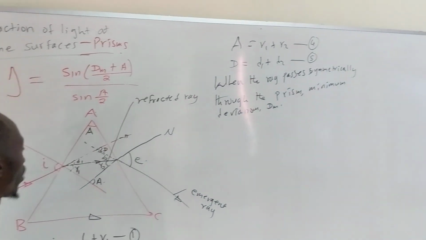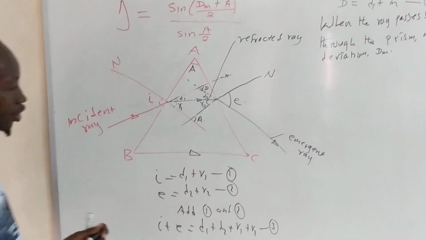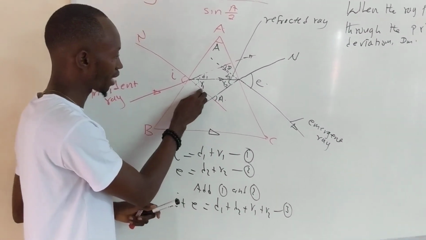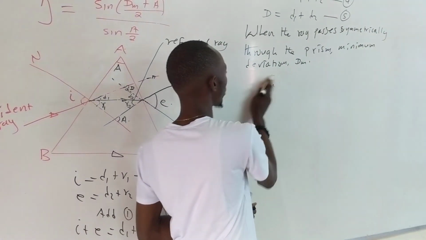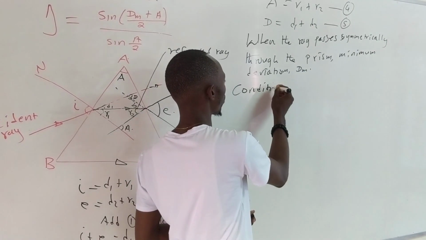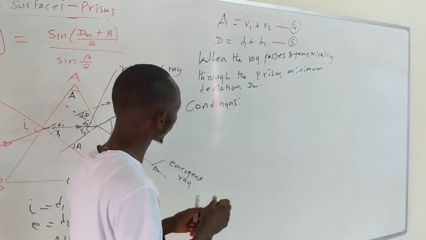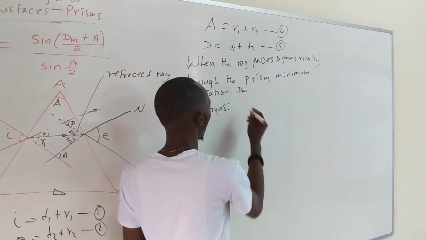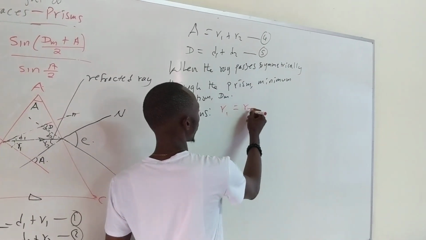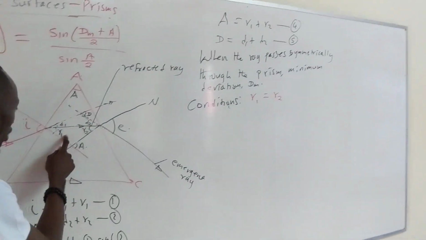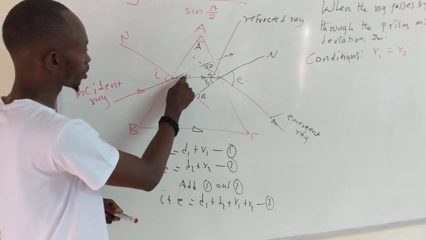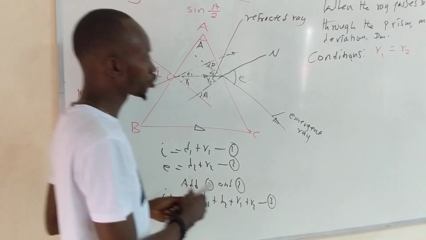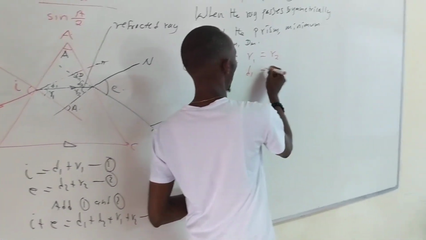So what are the conditions for the minimum deviation to take place? Therefore, R1 would equal what? R2. So we have to take note of these conditions. The first one, R1 equals R2. The first refraction angle must be equal to the second refraction angle. And also the first deviation angle is going to be the same as the second deviation angle.